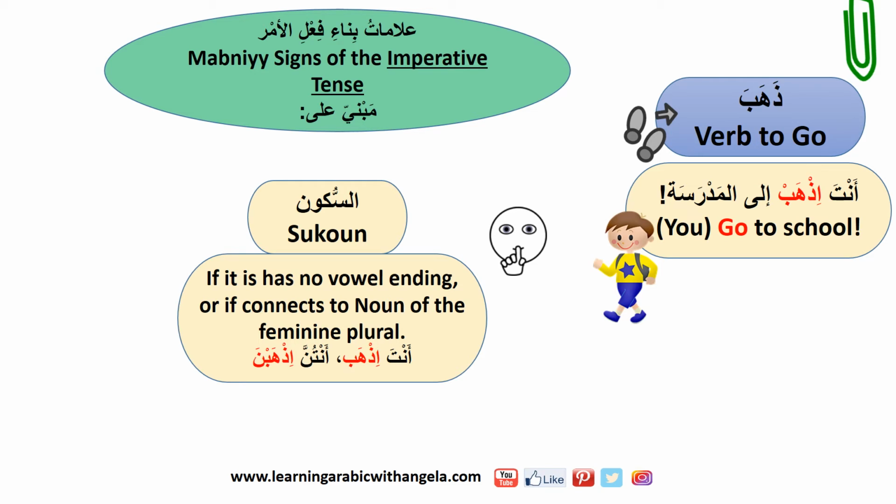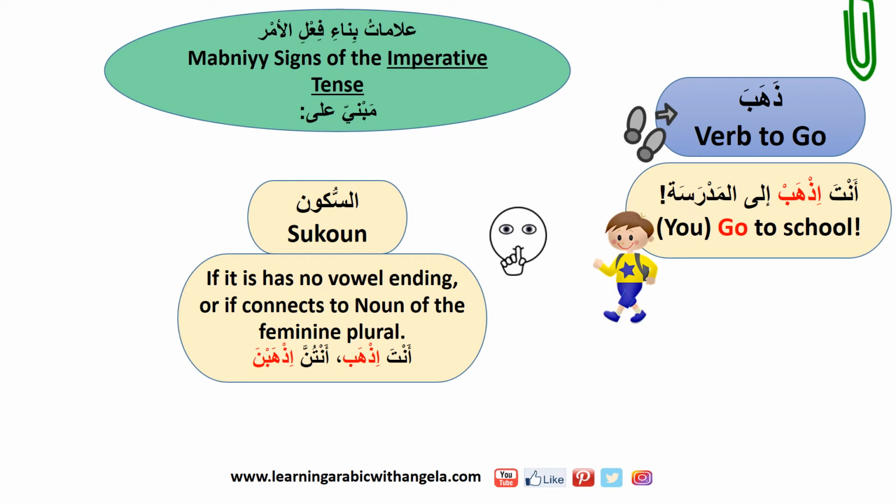Let's consider the verb to go in Arabic. ذهب. أنت اذهب إلى المدرسة. Go to school. Observe the ending of the verb. اذهب. It's silent. So there is sukoon. And this applies to the verb if it doesn't have a vowel ending. Or in another case, when it connects to the noon of the feminine plural.